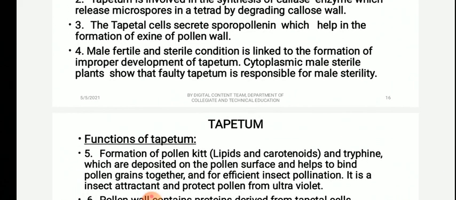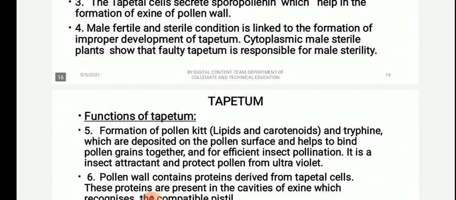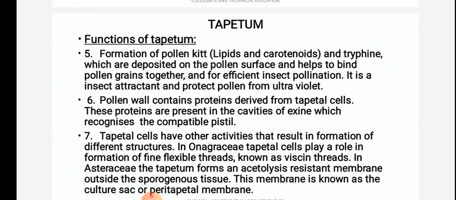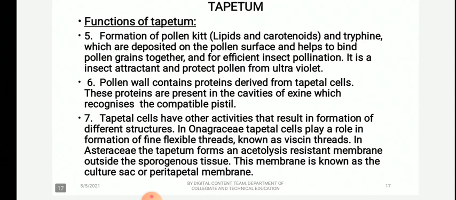Male fertile and sterile conditions are linked to improper development of the tapetum. Cytoplasmic male sterile plants show that a faulty tapetum is responsible for male sterility. Without a proper tapetum, the anther is unable to produce pollen grains. So the tapetum is very important for the production of healthy pollen grains. Now, another function of the tapetum: formation of pollen kit and tryphine, which are deposited on the pollen surface and help to bind pollen grains together and for efficient insect pollination.